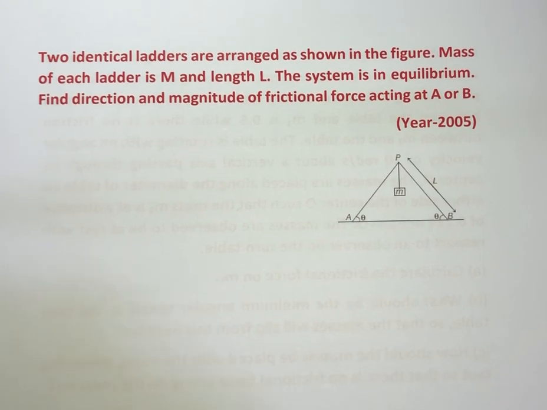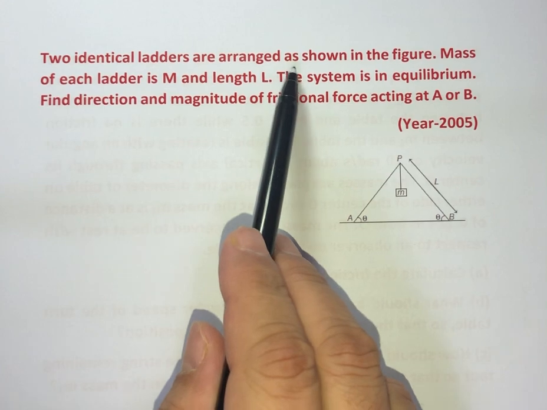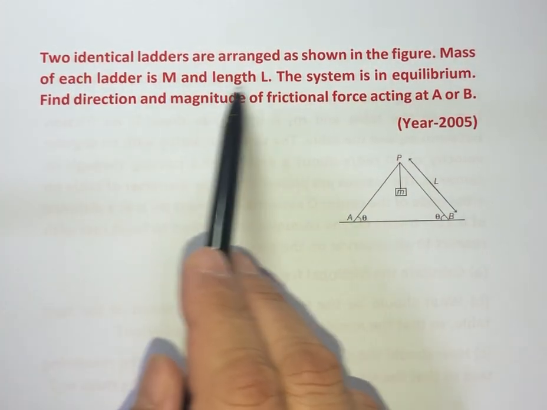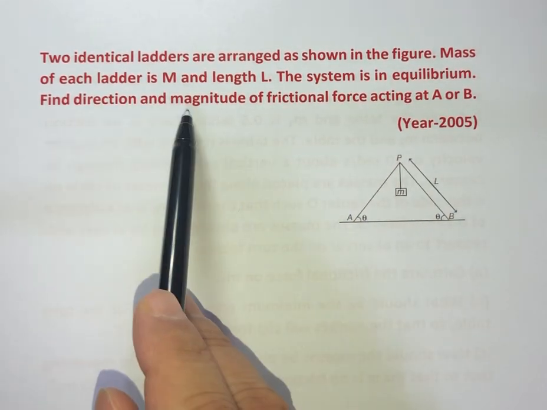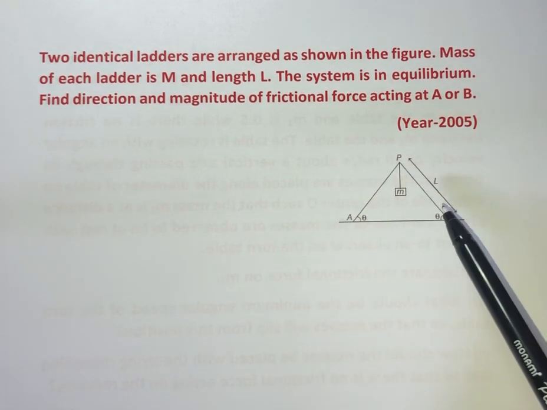Hello friends, in today's question, two identical ladders are arranged as shown in the figure. Mass of each ladder is m and length is L. The system is in equilibrium. Find the direction and magnitude of frictional force acting at A or B. So this is a diagram.